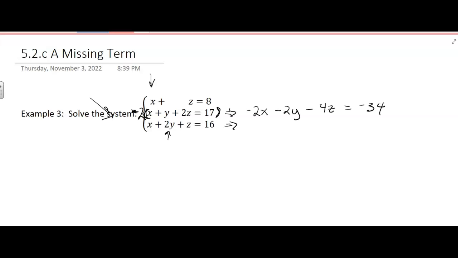The bottom equation, I'm just going to copy it down. x plus 2y plus z equals 16. I add them together. I get negative x, or negative 1x. I was going to put a 1, but the y's eliminate. Negative 2y and plus 2y, those are out of there, so that's good. Minus 3z, and negative 4z plus z is negative 3z, equals negative 18. Okay, so now I've got an xz equation, and then up here I've got an xz equation, right?